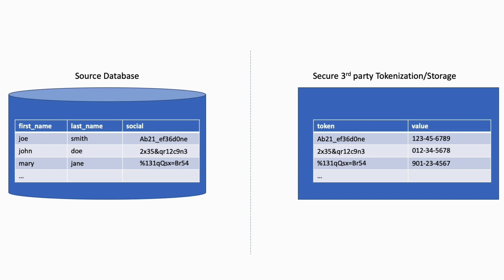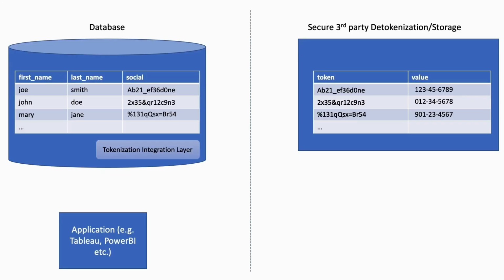Included in tokenization is the idea of detokenization, which is the process of getting back the original value that a particular token refers to. To keep sensitive data safe, the value that is returned by detokenization is almost always presented ephemerally. The steps for detokenization should look something like this.